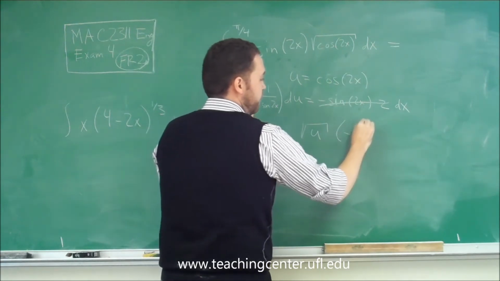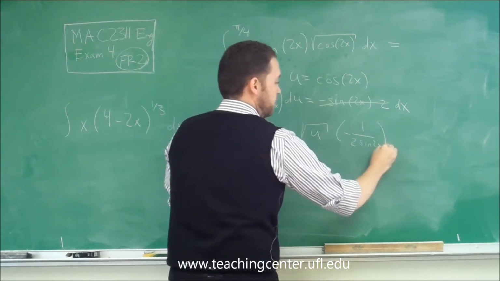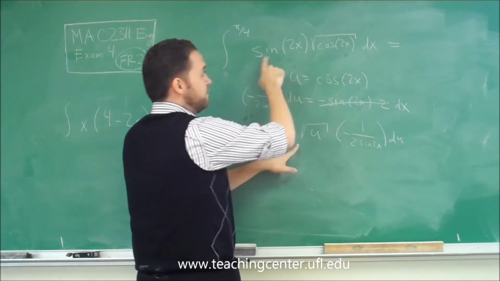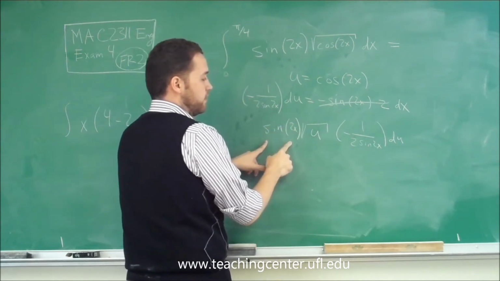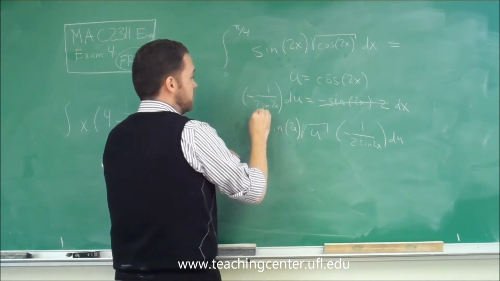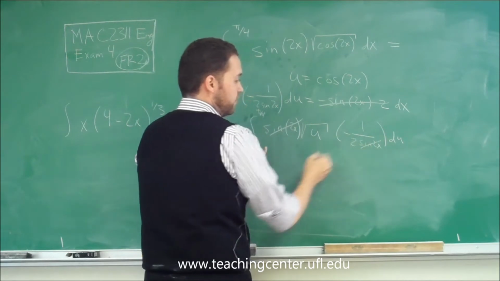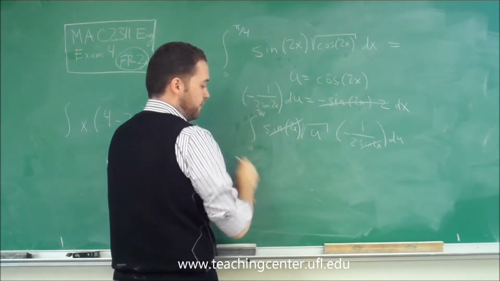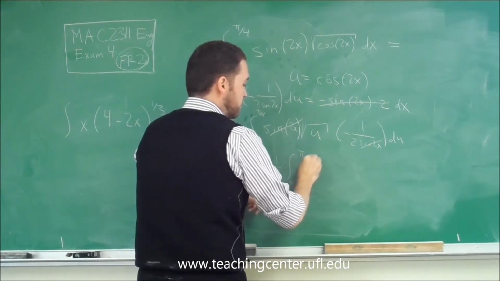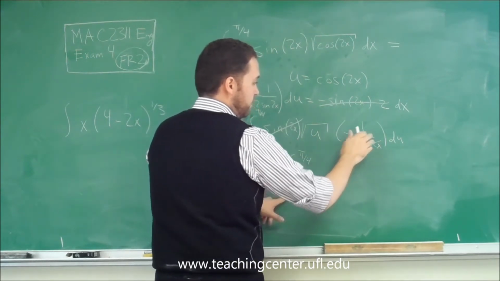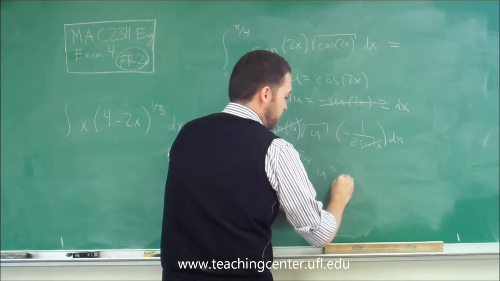So we have negative 1 over 2 sine 2x du, and then we still have this sine 2x floating around over here, and we still have the integral we have to take. But now you can see this sine 2x will cancel out with this sine 2x, and this negative 1/2 we can pull out front. So this is negative 1/2 the integral from 0 to pi over 4, and then we just have the square root of u, so that's u to the 1/2, and then you have du.